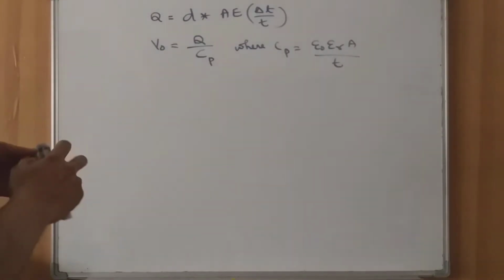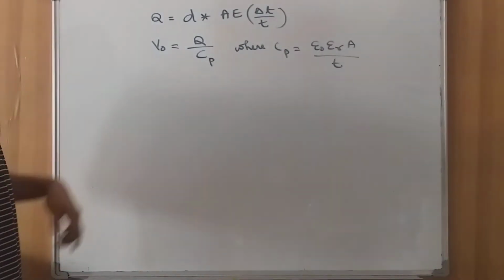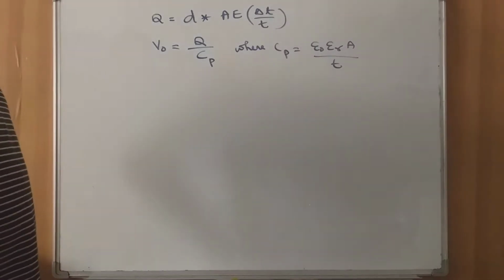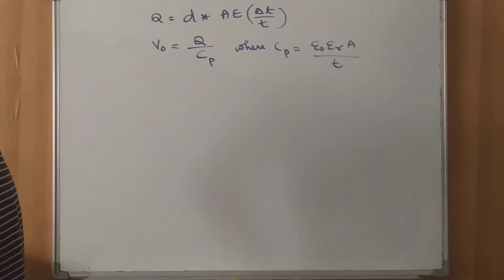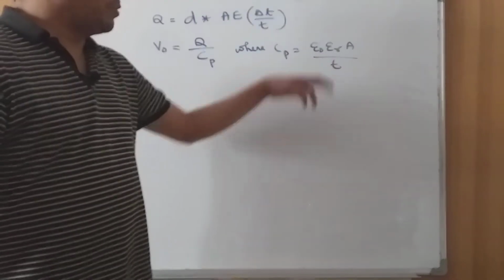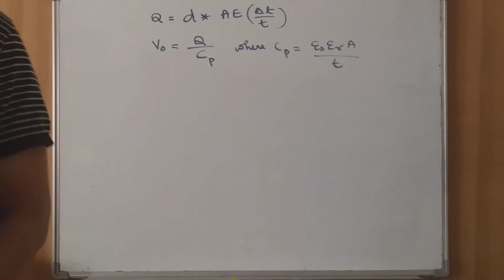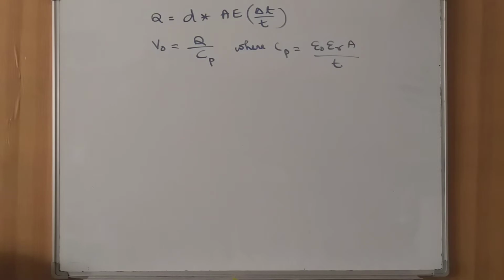Now, the change in Q will give rise to a voltage V out by the capacitance principle. V out is equal to Q divided by Cp, where Cp is the capacitance between the plates of the piezoelectric material or the piezoelectric crystal. Cp is calculated by the equation epsilon 0 epsilon r A divided by T, where T is the thickness and A is the area of cross section.